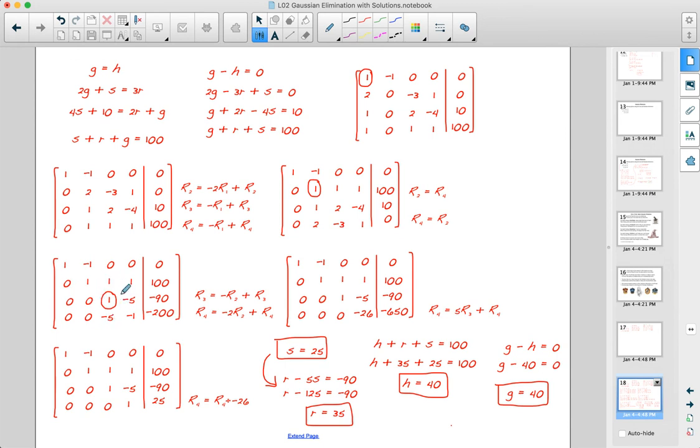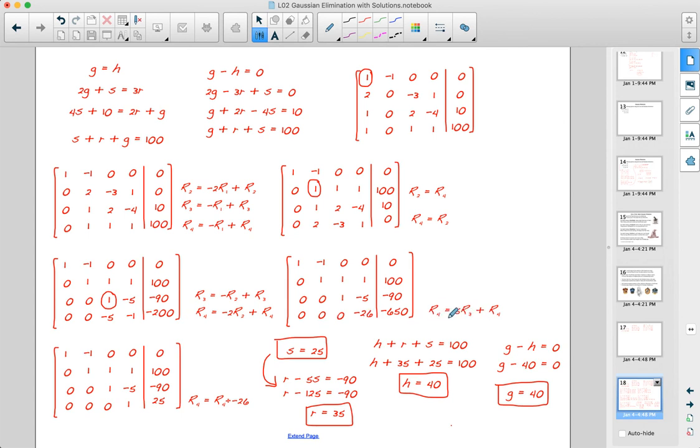And notice how nicely our next pivot is already lined up beautifully for us. It is a 1. So I simply need to zero this out, and I will zero this out by multiplying row 3 by 5. So 5 times row 3 plus row 4 will zero this out for us. So that's what I noted over there.